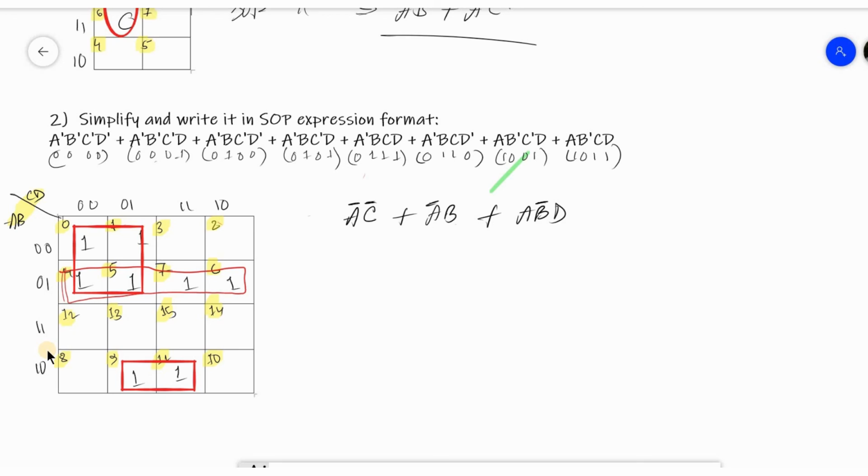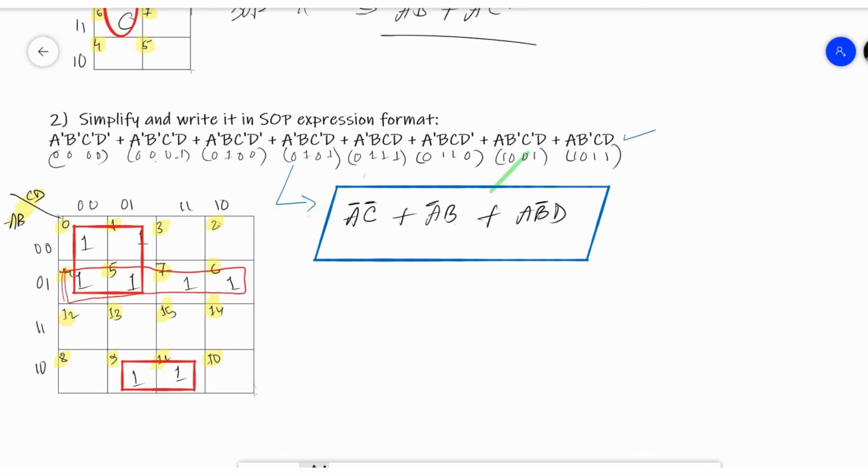I hope you understood how to form different types of groups and simplify them using K-maps. This is obviously a more simplified expression than the previous one given here. In this way, you can practice more and more and learn how to do groupings and simplify efficiently.